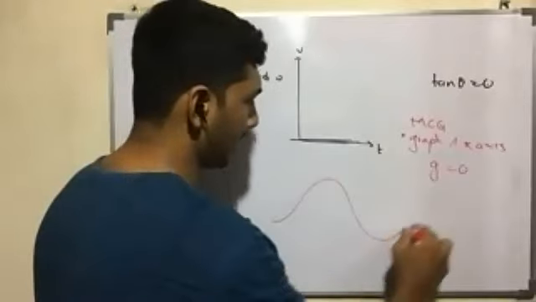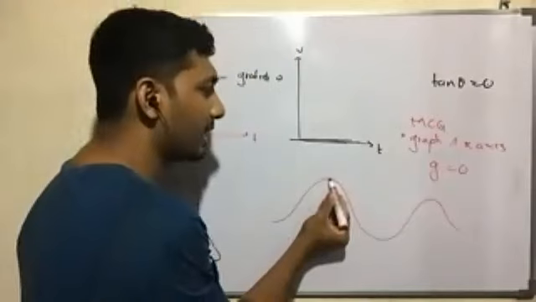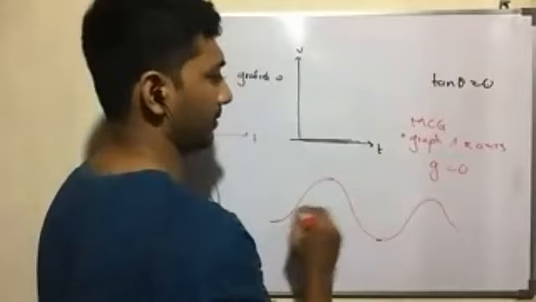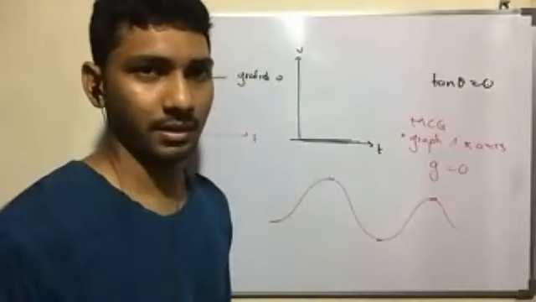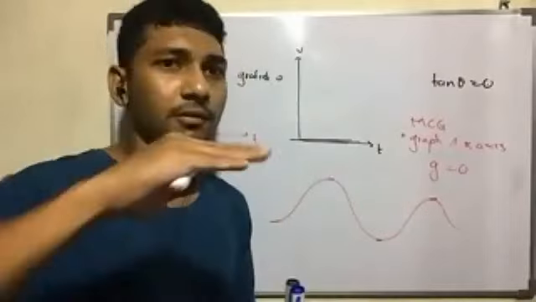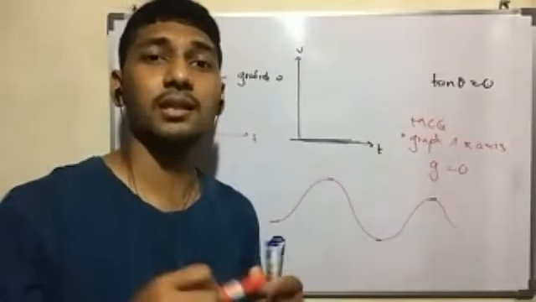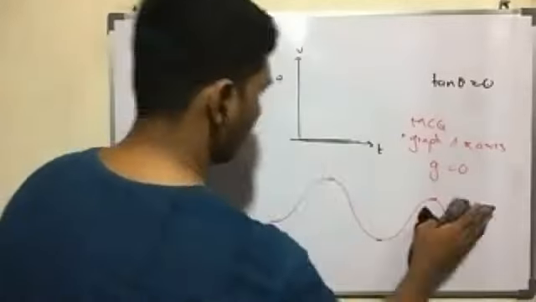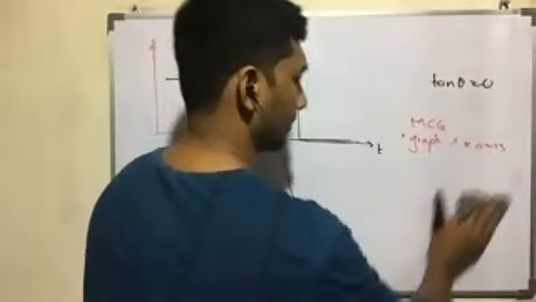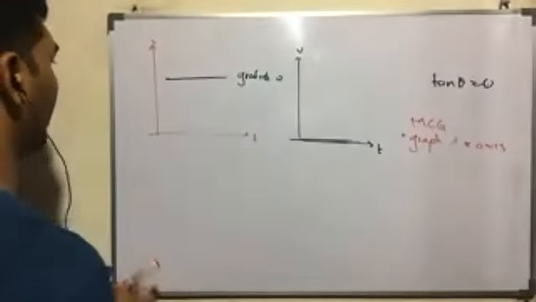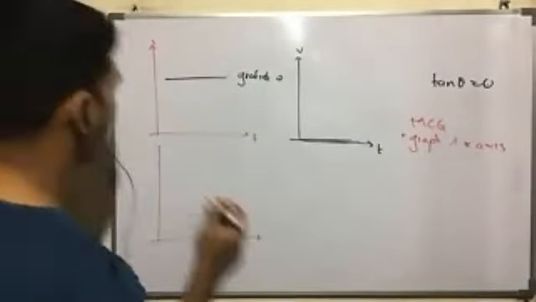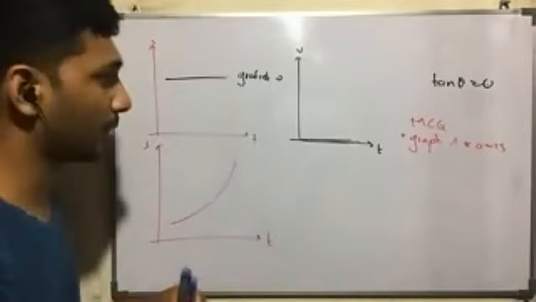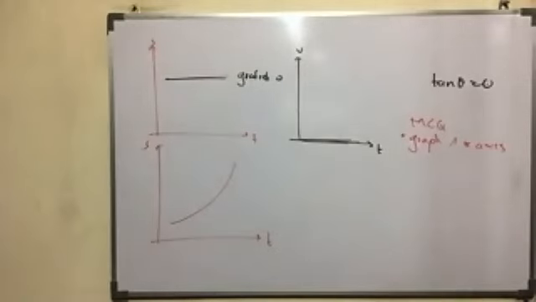Sometimes the graph is like this. Here you see a parallel point, here you see a parallel point. At this particular point, the gradient will become 0. Whenever you see flat parts, you can see the 0 gradient point. Okay, so now what about this one? Tell me whether it's positive or negative and increasing or decreasing.